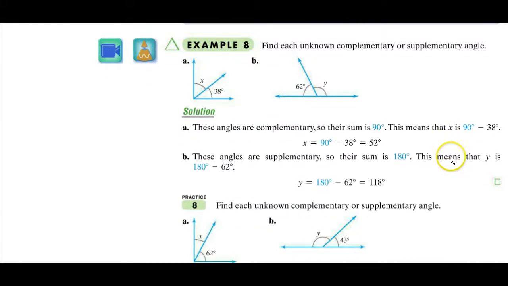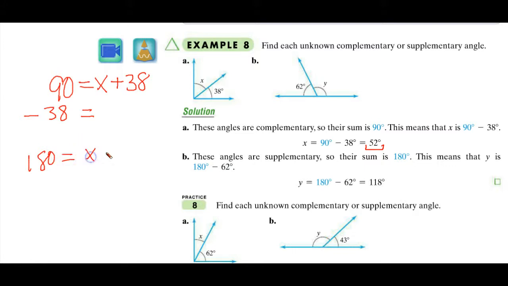Now, find each of the unknown complementary or supplementary angles. Well, the equation for this would be 90 equals X plus 38. So if you subtract 38, that will give you the answer of 52. And here it's 180 equals X plus 62. So if you subtract 62, that will give you 118.